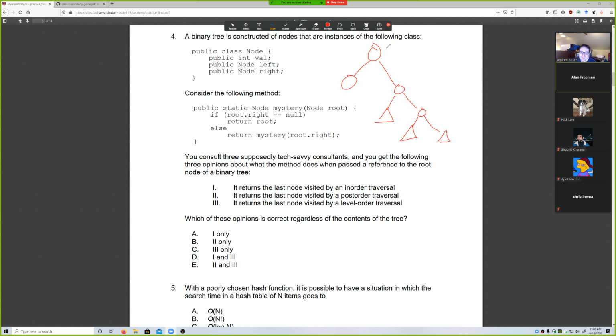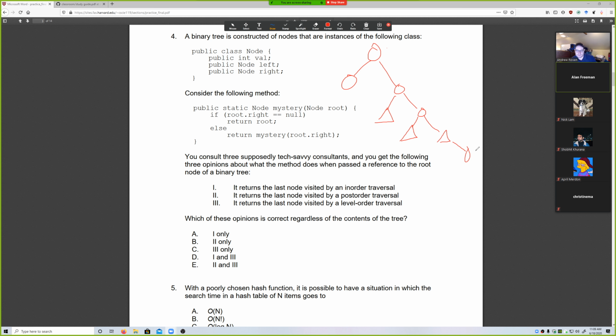So we've got root.right is equal to null. So this isn't the case. So return mystery of root.right. So we call mystery on root.right, which calls mystery on root.right, which calls mystery on root.right, all the way down until we get to the very end. Which will then return itself to its parent, which will return that. So it returns this node over here. It returns the rightmost node. Does that make sense to everybody that this returns the rightmost node?